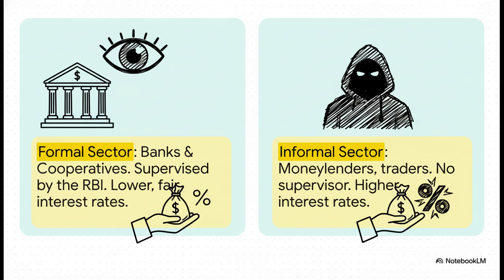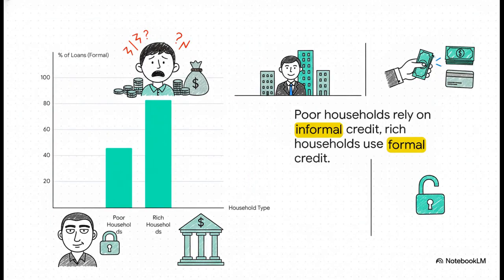The second source is the informal sector. This includes moneylenders, traders, relatives, and friends. There is no organization to supervise them, so they often charge very high interest rates and use unfair means to get their money back. Now look at this chart.